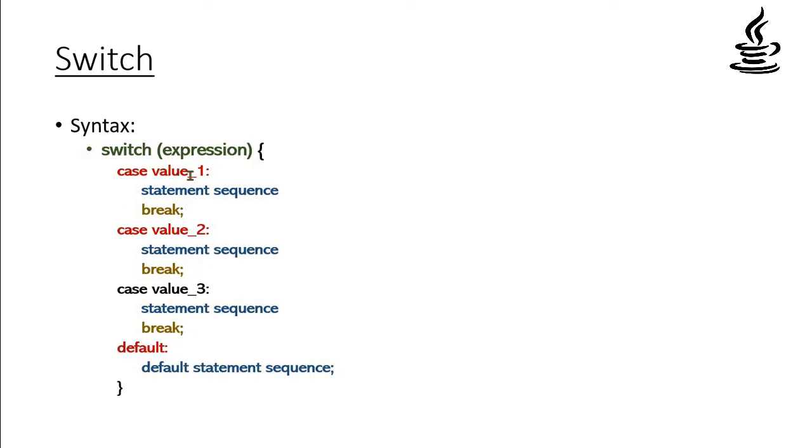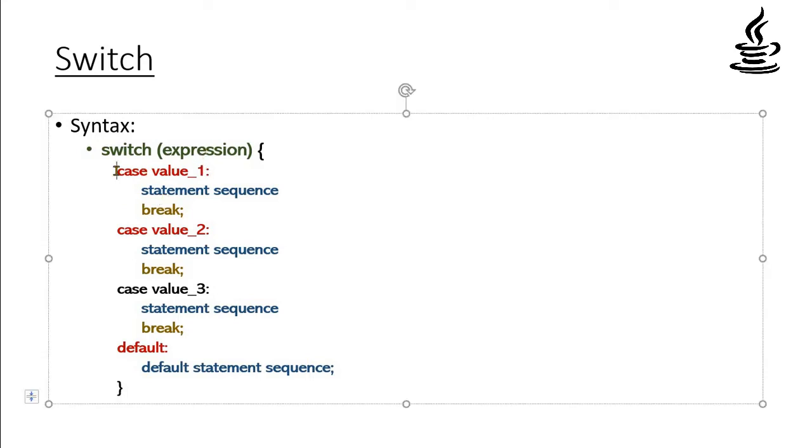So for example, here we have defined the first case as value 1. So if the value of expression is value 1, then the first case, that is this case, will be executed and the statement sequence will be executed. Similarly, if the value of the expression is value 2, then this case will be executed. And similarly, if the value of the expression is value 3, then this case will be executed. And if the value of the expression is neither value 1, value 2 nor value 3, then the default statement sequence will be executed in our Java.